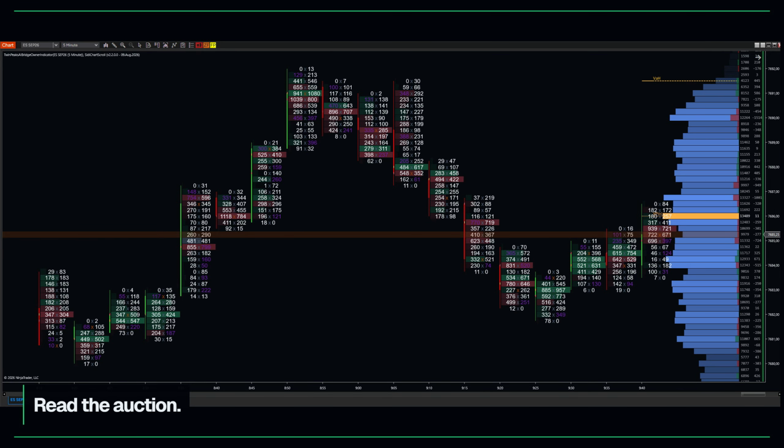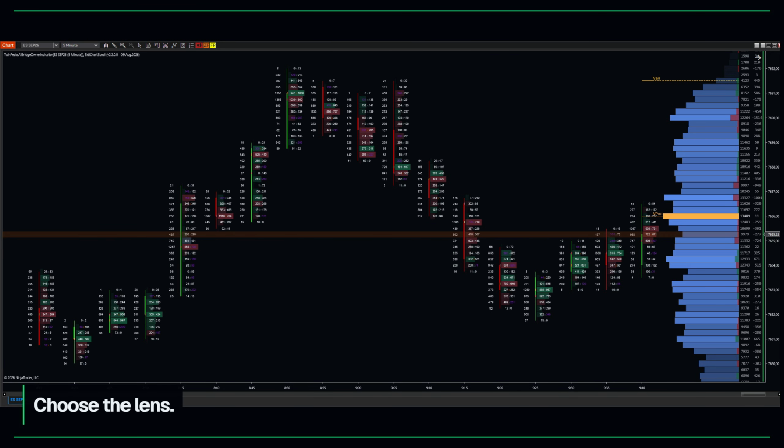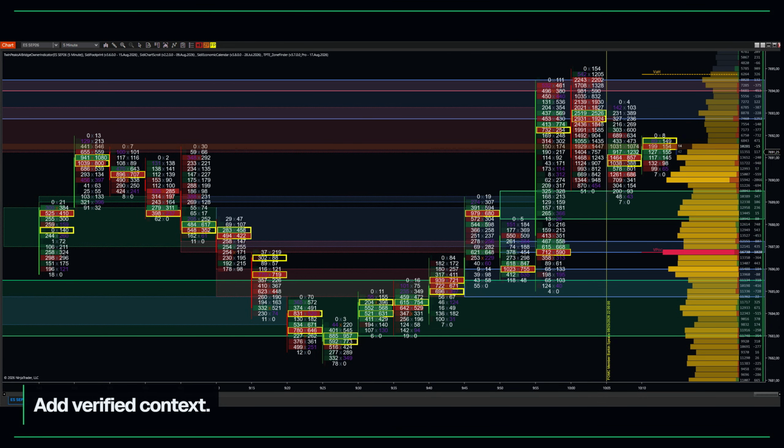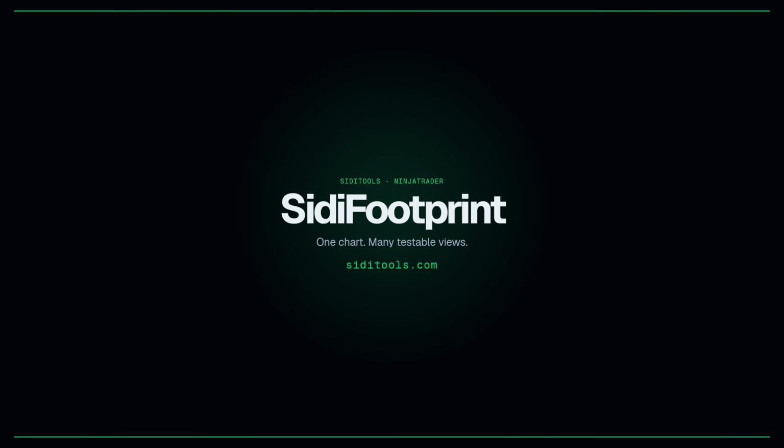The workflow is simple. Observe what traded, add location and scale, build a hypothesis around a precise level, define where it is wrong, and let price answer. That is SidiFootprint. One chart, many testable views, and a clear path from execution data to a trading decision, not decoration.